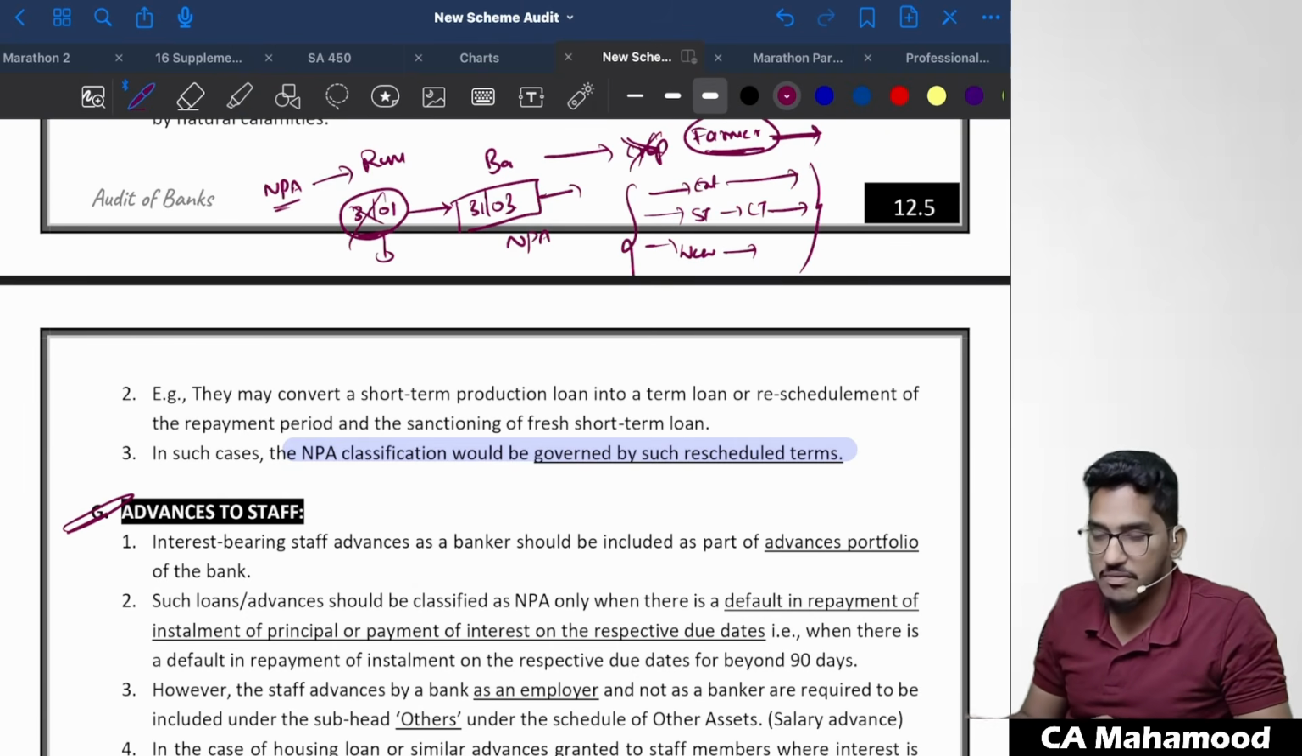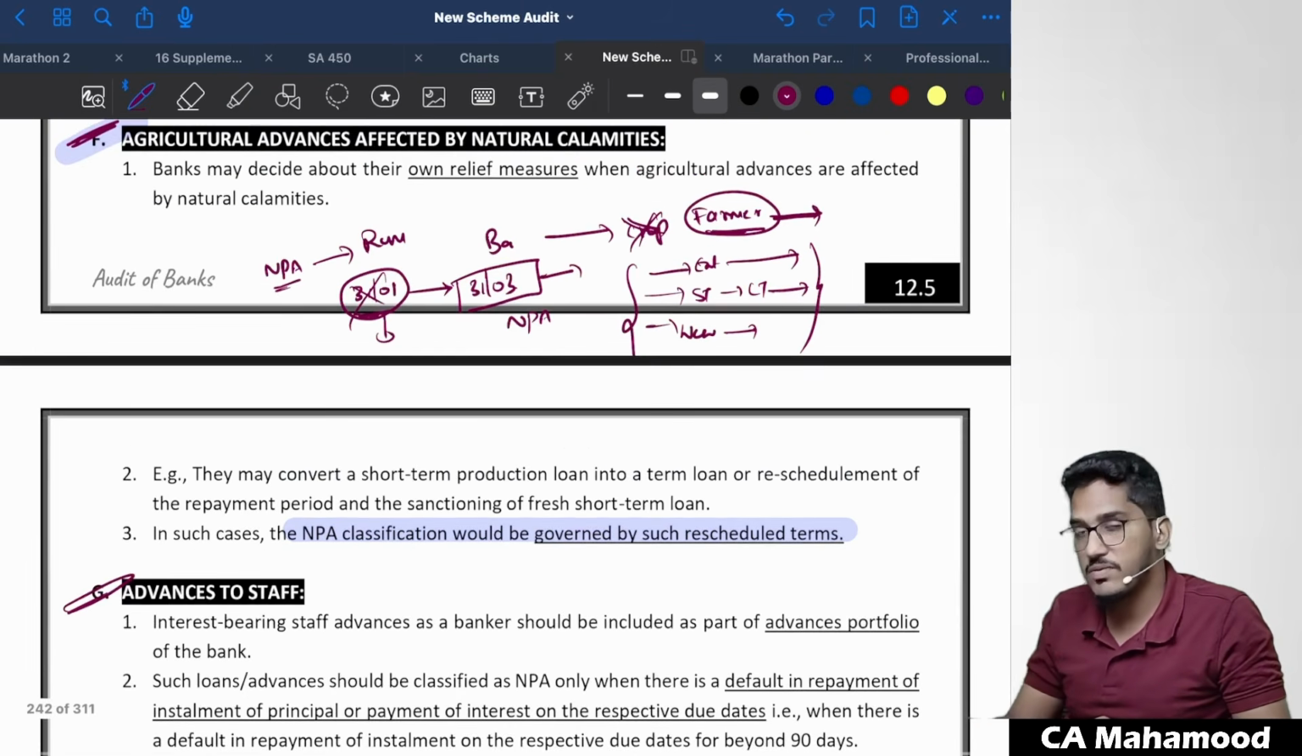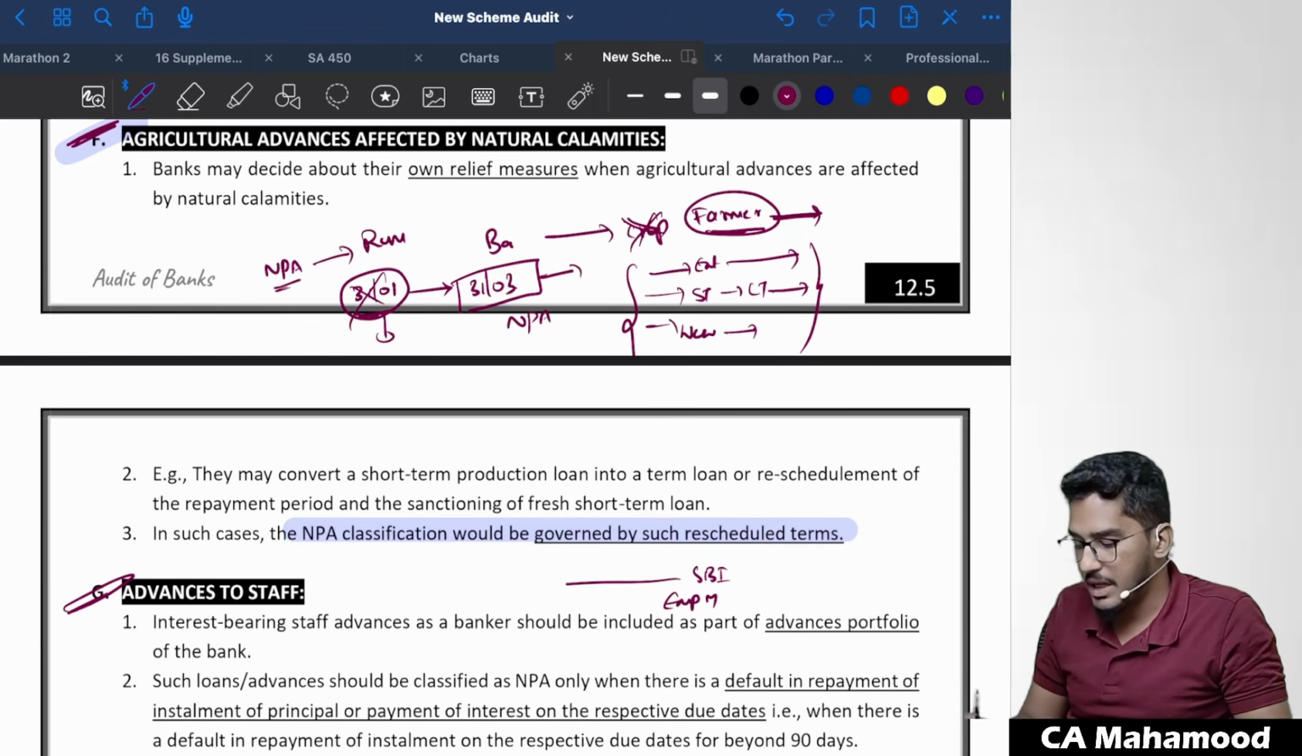Then we have one more point, advances to staff. See, sometimes banks will give loans to their employees also. For example, an SBI bank manager needs a housing loan. This employee of SBI approached his employer, SBI, and asked SBI to give the housing loan to him. So in these cases, the bank has given a loan to its employee.